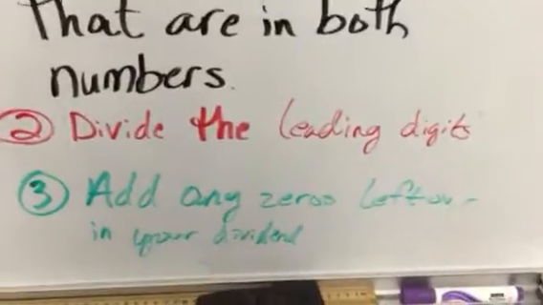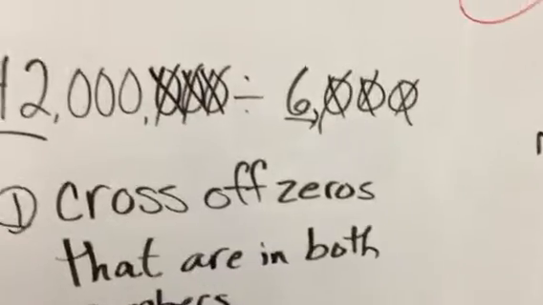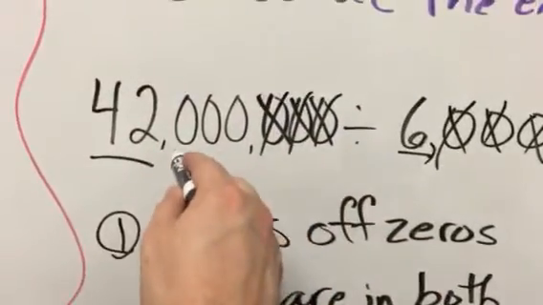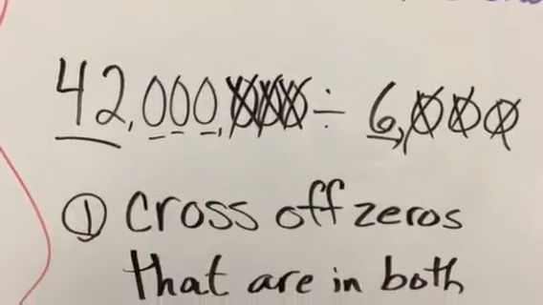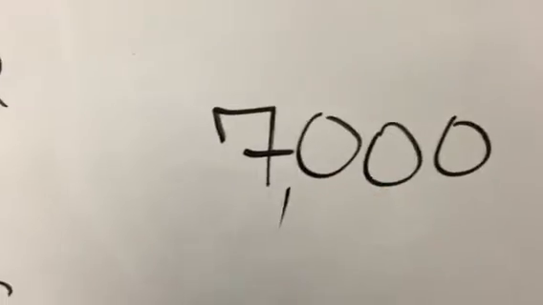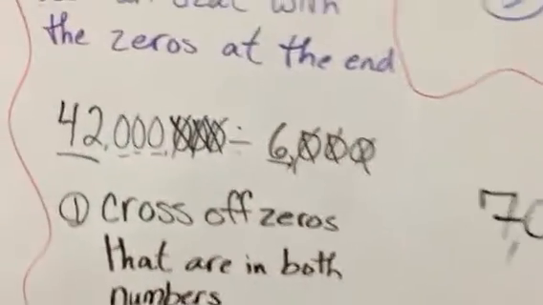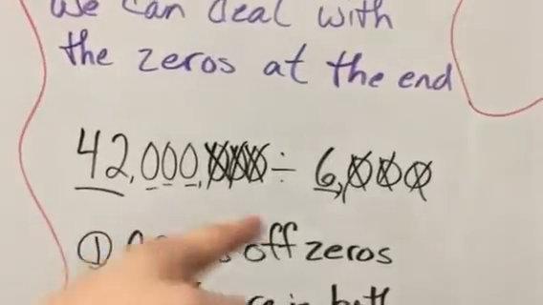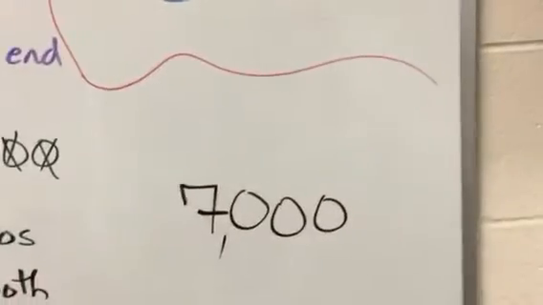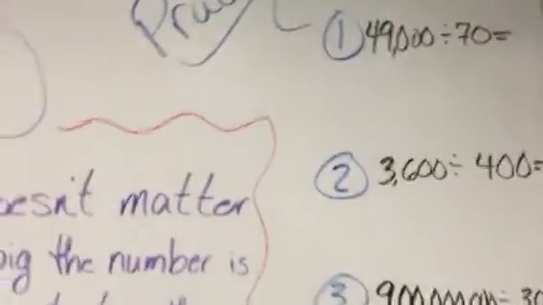And then step 3 says add any zeros left over in your dividend. Remember, our dividend is my first number, and I have 1, 2, 3 digits or 3 zeros left over. So I go to my 7 and I say 1, 2, 3, and my answer is 7,000. If you want to check my work, grab a calculator and do 42 million divided by 6,000. I bet you get that. All right, let's do some practice.